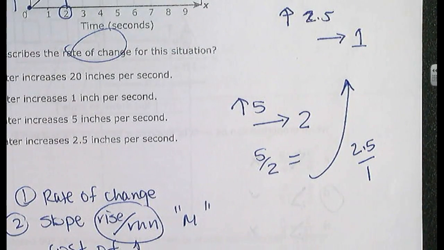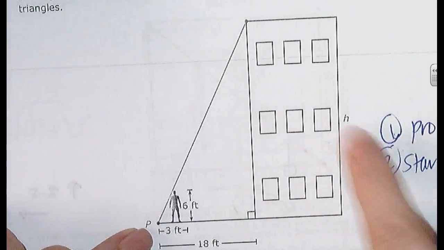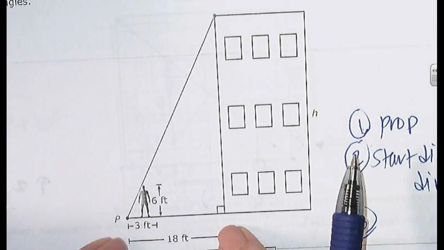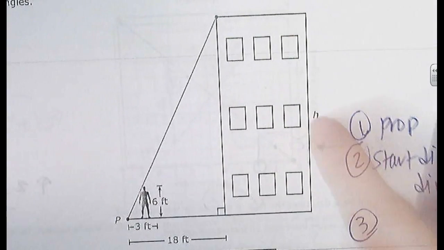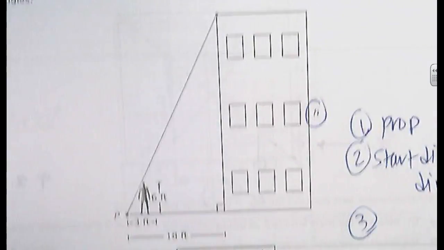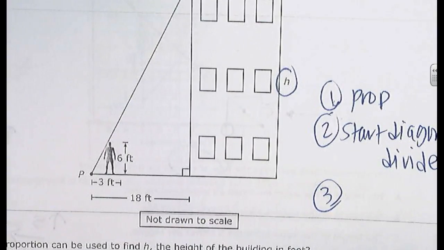Next one. Number 6, you have a building here. Somebody's standing 6 feet tall. The shadow is 3 feet, whatever. The building is how tall? Don't know. Go get it. This length is 18 feet. They want to know which proportion can find H. So I'm looking for H. So over here, number 1, what do you know? I know it's a proportion because it says so. And if you look, I see them.